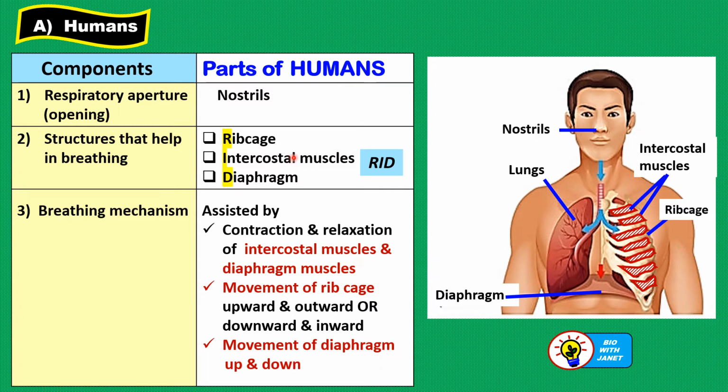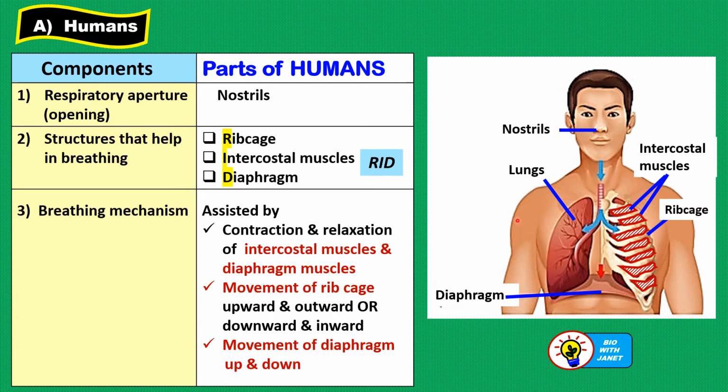Now, structures that help in breathing, there are three structures, all right? The ribcage, which is a bony structure here that consists of 12 ribs, right? And then intercostal muscles found in between the ribs, and these intercostal muscles can contract or relax to move the ribcage upwards and outwards or inwards and downwards. Then we have the diaphragm. So the diaphragm is another muscular structure that separates the thoracic cavity from the abdominal cavity below.